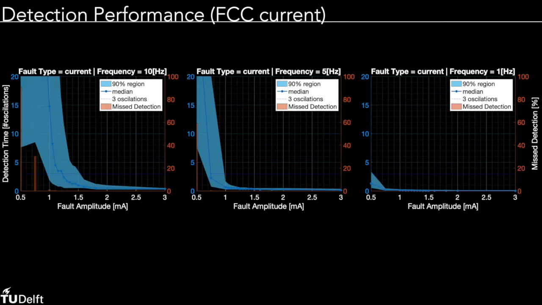Now, we can also show the effect of changing the fault's frequency. From left to right, we show the same results for faults of decreasing frequency. On the left, we see the same figure as in the last slide, accompanied by the results for 5 Hz fault in the middle and 1 Hz fault on the right. In general, we can see that lower frequency faults are easier to detect. 5 Hz faults can already consistently be detected within the 3 periods that's required, starting from 1 milliampere. And for 1 Hz faults, this happens at even lower amplitudes.